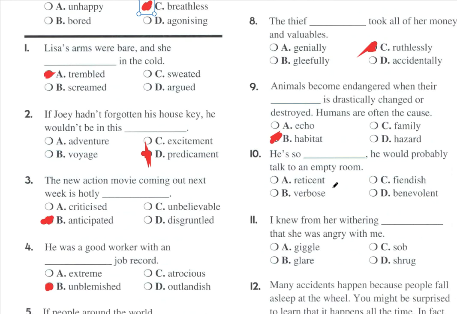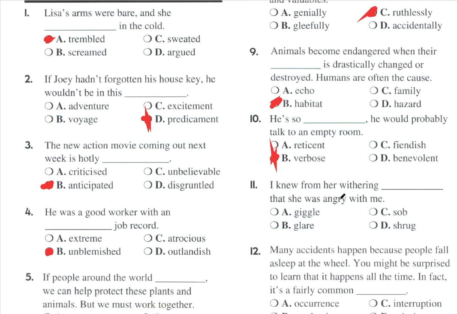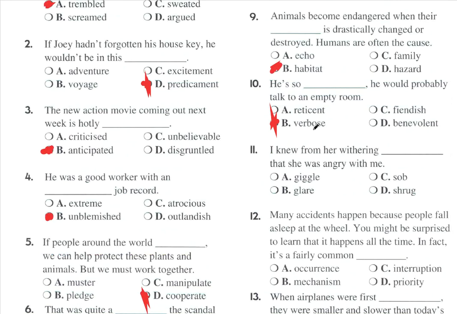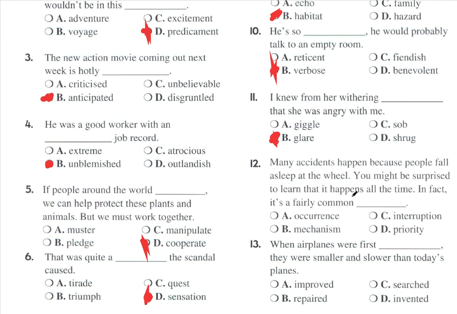All right, this one people had some trouble with, probably because they don't know what some of the choices mean. He's so something, he would probably talk to an empty room. So this is an idiom that means that someone talks a lot. So the answer is verbose. Verbose means to use a lot of words, basically. All of those words that have verb in them are to do with words: verbatim, proverb, verbal. I knew from her withering something that she was angry with me. All right, so a giggle doesn't fit with angry, neither does sob or shrug, so it's glare. And you would normally say a withering stare or a withering glare, it's another common usage.